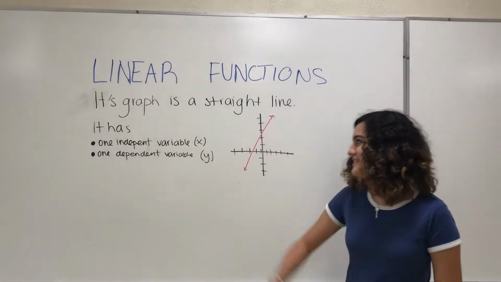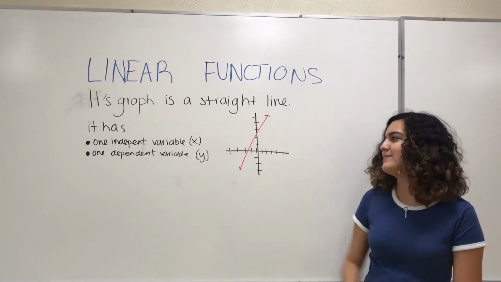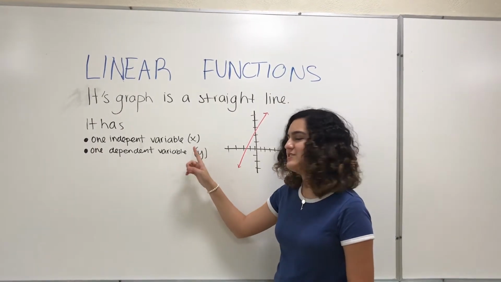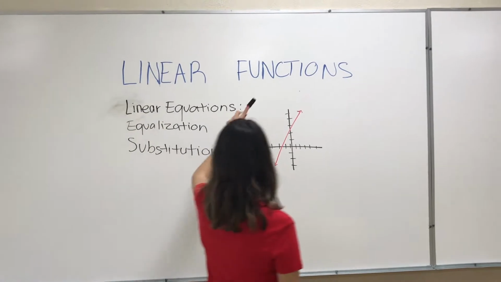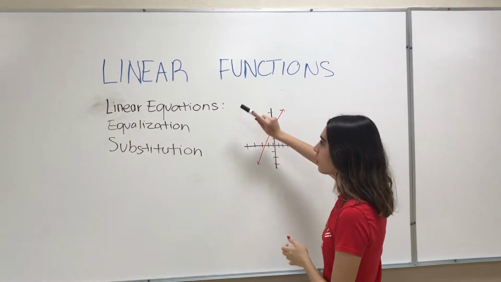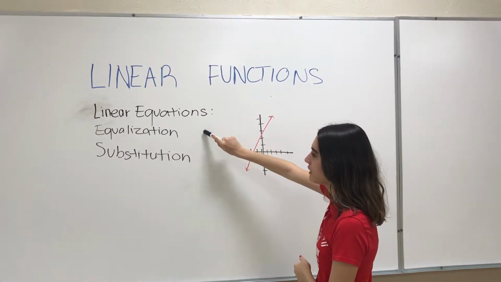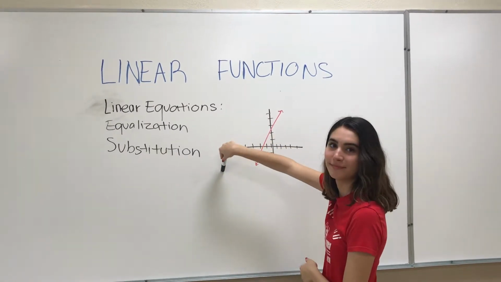A linear function is when its graph is always a straight line. It has one independent variable, which is the x, and one dependent variable, which is the y. So, in linear functions, we have the linear equations, which are equalization and substitution.